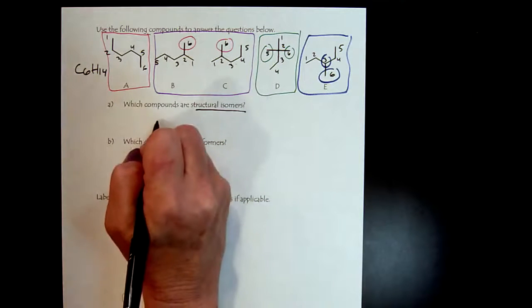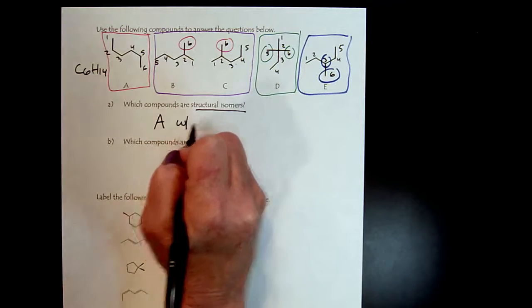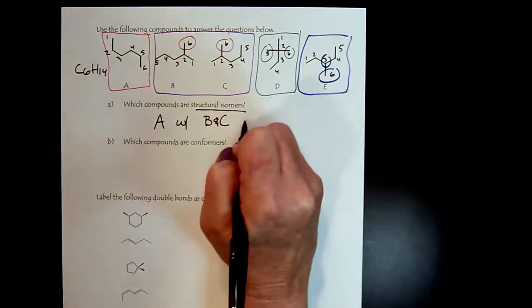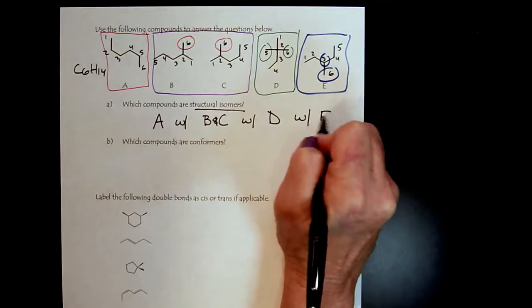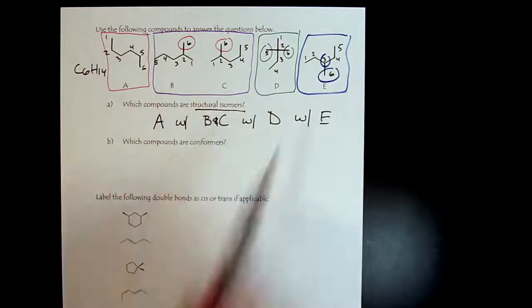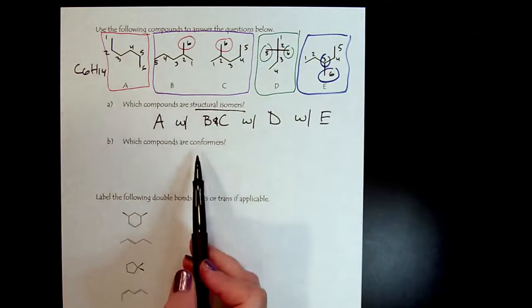So we would say that A is a structural isomer with B and C, and with D, and with E, right? So these are, as I've boxed them, these would be the structural isomer groups. And then we only have one conformer.